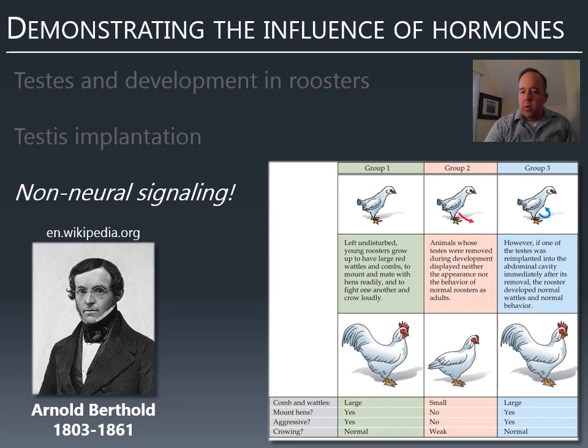Well, that meant there was some sort of chemical going into the blood, as it turns out testosterone, that the testes were releasing that was being picked up by the rest of the body. So that was the first real big indication that sex organs and other endocrine organs are releasing chemicals but are not using the nervous system to alter behavior or to alter development.